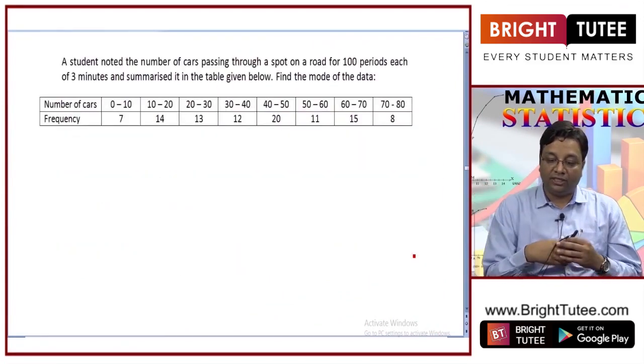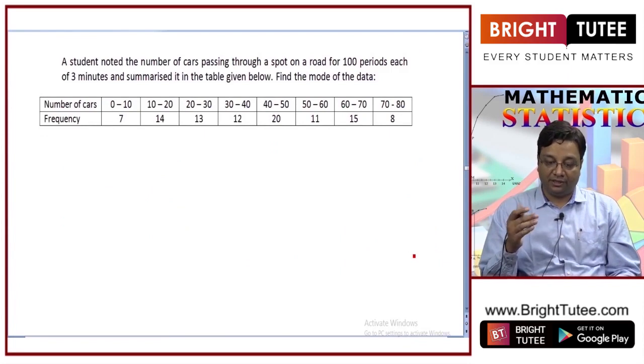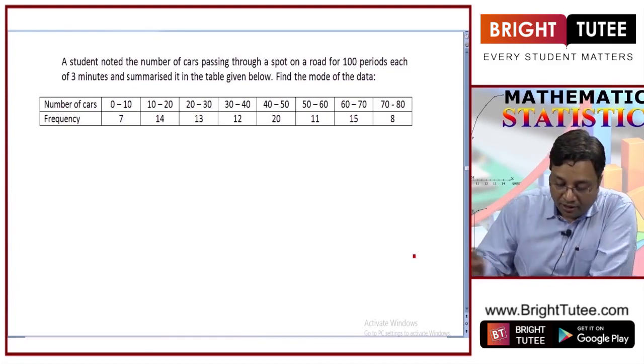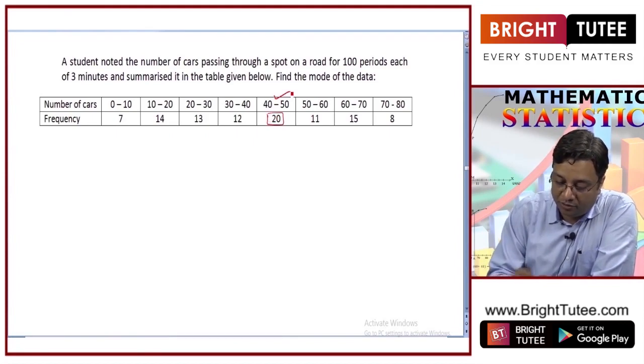Now, a student noted the number of cars passing through a spot on a road for 100 periods each of 3 minutes and summarized it in the table given below. Find the mode of this data. Okay. So, to find mode, I will again look for the maximum frequency, which is 20. So, this is the modal class.